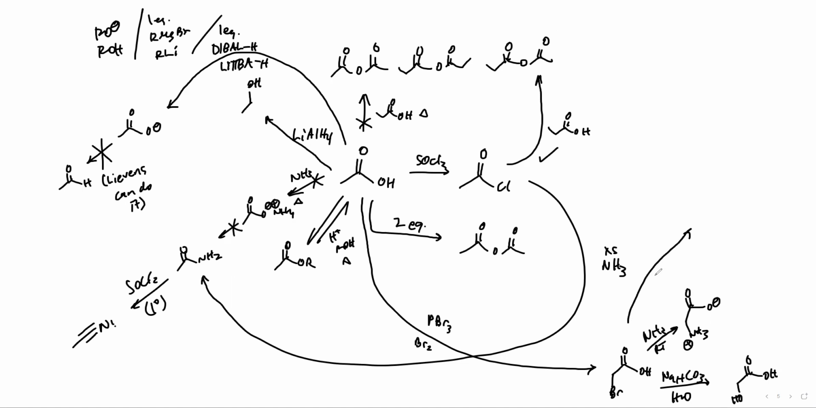You can also, and this one's a pretty interesting one, use NaCN in DMSO to substitute this into a nitrile. And nitriles, we can do a lot with nitriles. We're going to see all the reactions we can do with the nitrile. So the nitrile is going to be an interesting thing there. Okay, but HVZ, if we see a nucleophile on the alpha carbon, or something that could have been born from a nucleophile on the alpha carbon, we want to think HVZ.